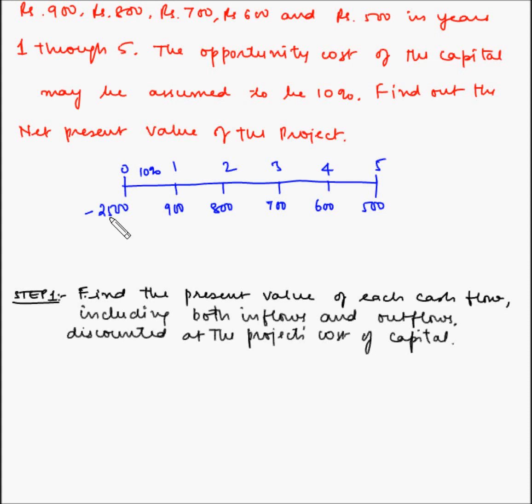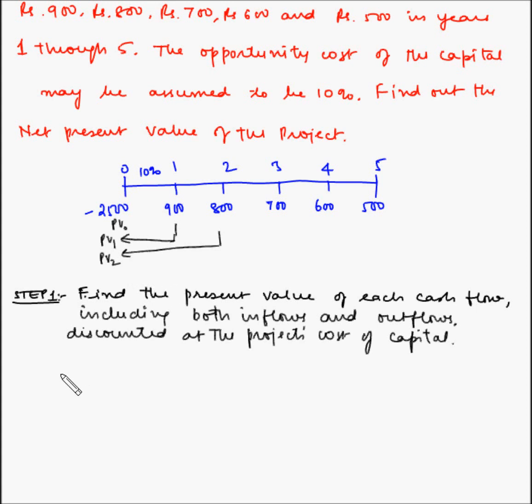So let's say the present value of the initial investment, which is 2500, is PV0. Let's say the present value of the cash inflow at the end of the first year is PV1. Similarly, for the cash inflow at the end of the second year, the present value will be PV2 and so on.